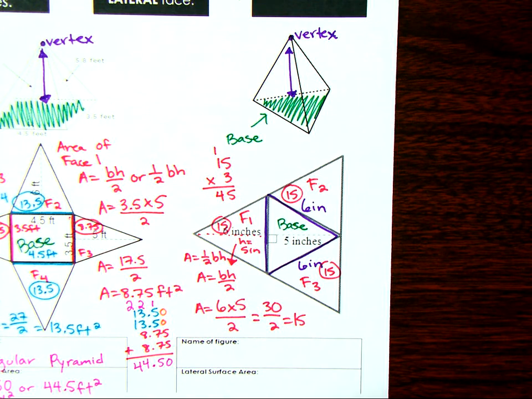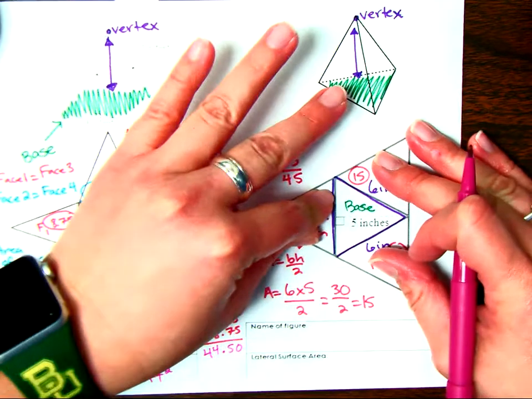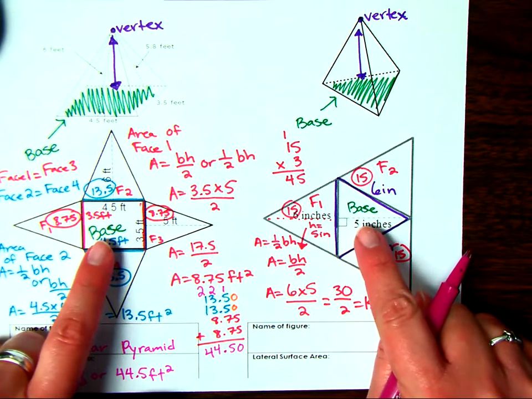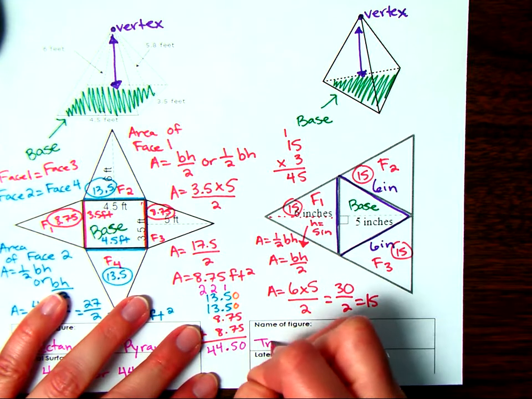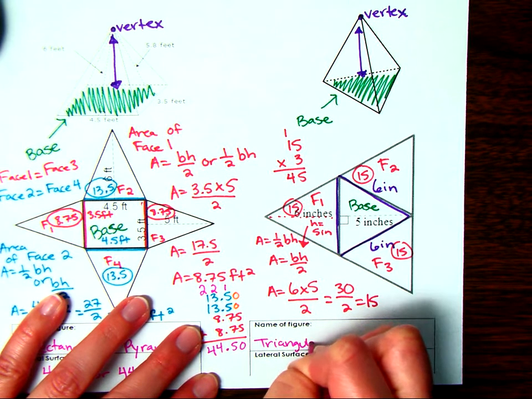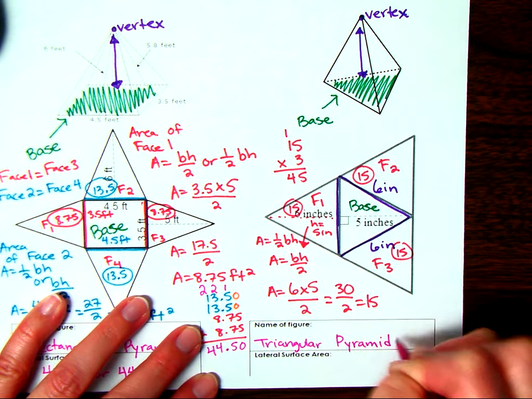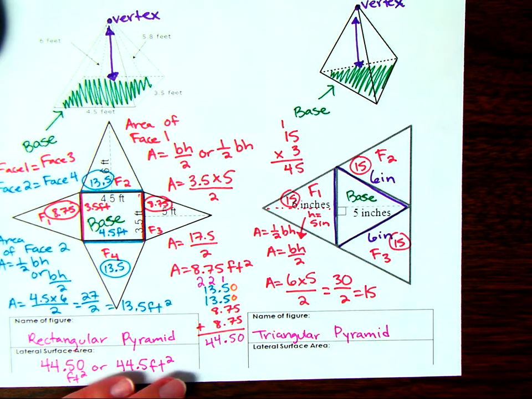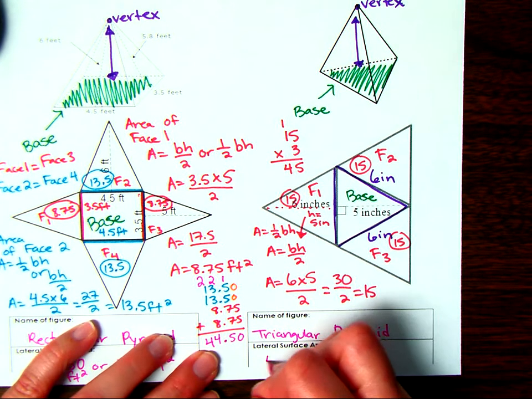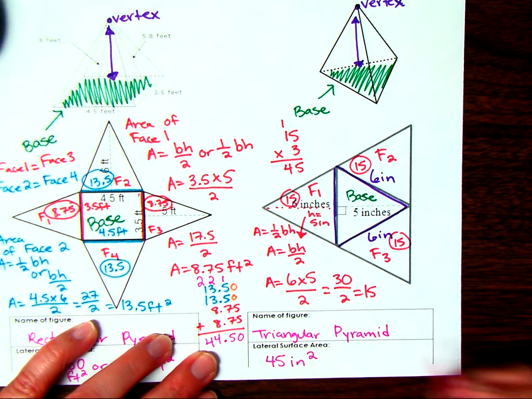So the base of this was that shape in the middle. That's the other way too with pyramids. When they're unfolded, your base is going to be in the middle. And that's a triangle, so this is called a triangular pyramid. And each of the faces was worth 15 inches, so 15 plus 15 plus 15 is 45. So my lateral surface area is 45 squared inches.